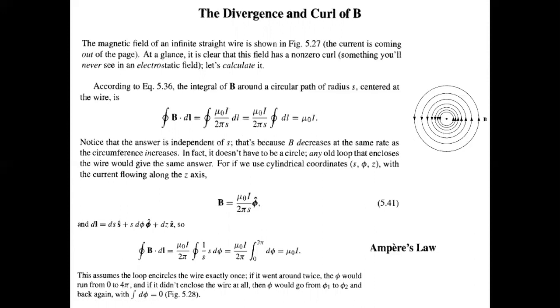Now, in terms of this, we can write the integral of B around a circular path of radius s. So if we consider a distance s and a circular path like this, centered on the wire, then this is the integral of B dot dl around the circular path. So we replace B with the field we calculated from Biot-Savart, and dl. This becomes like this, and the final result is μ0 times I.